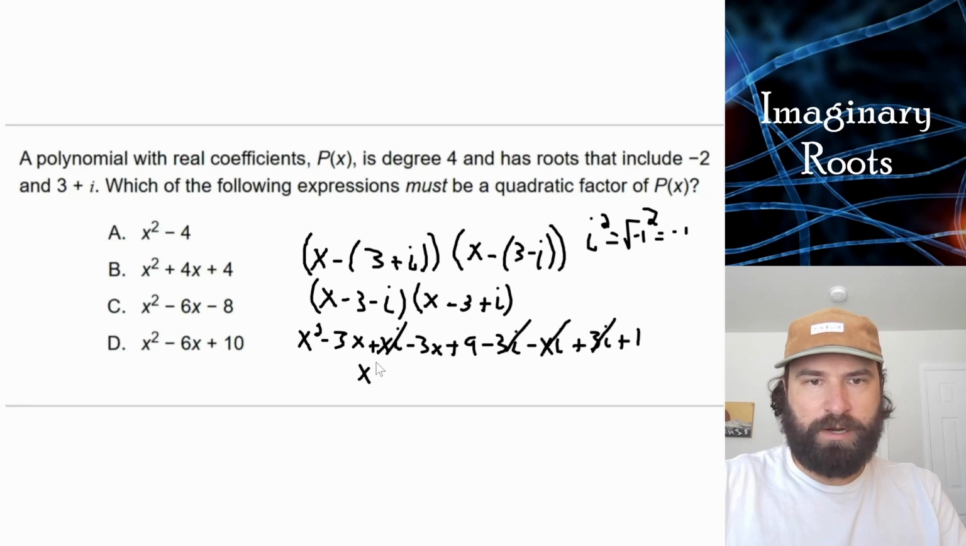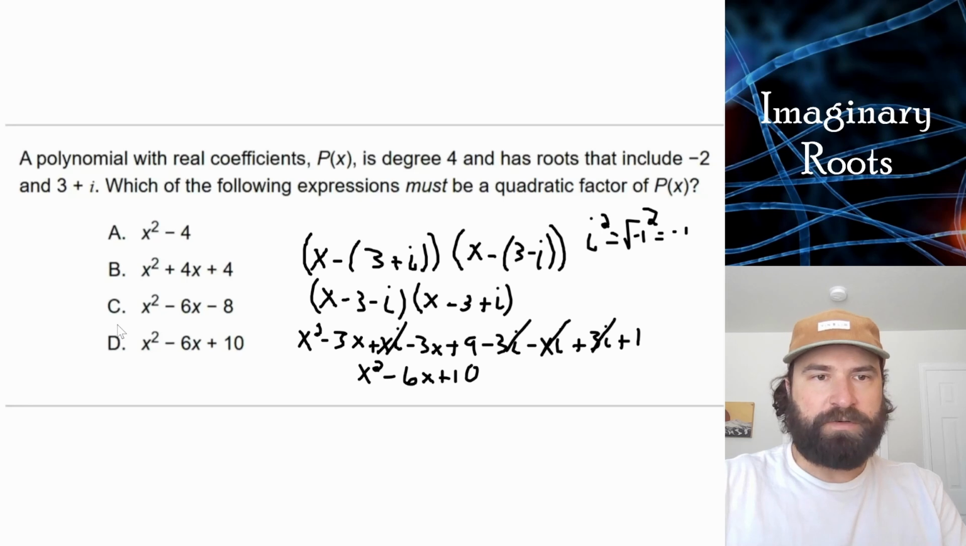So the x squared stays the same. We've got -3x and another -3x. So that's -6x. We get a +9 and a +1. That's going to simplify to +10. That's going to give us answer D.